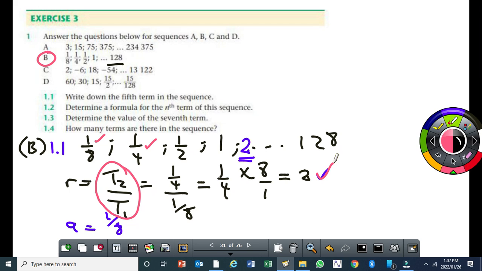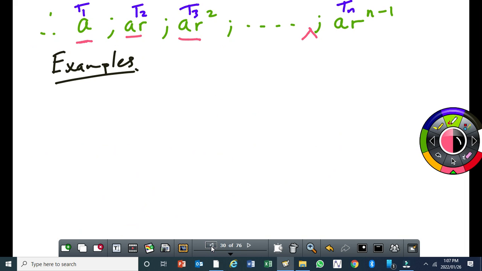So for me to get the 5th term, all I have to do is multiply the 4th term by 2. So my 5th term is going to be a 2. It comes from here. The first term is A, second term is AR, third term is AR squared. As you can see here, to get the next term, you are multiplying the previous term by R.